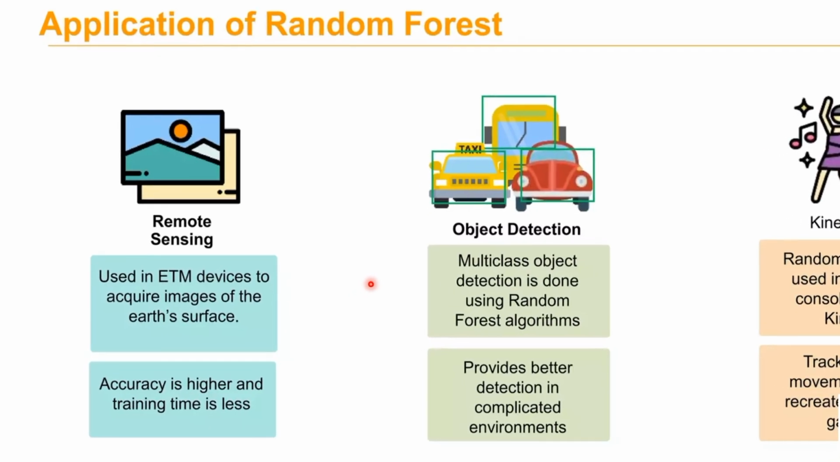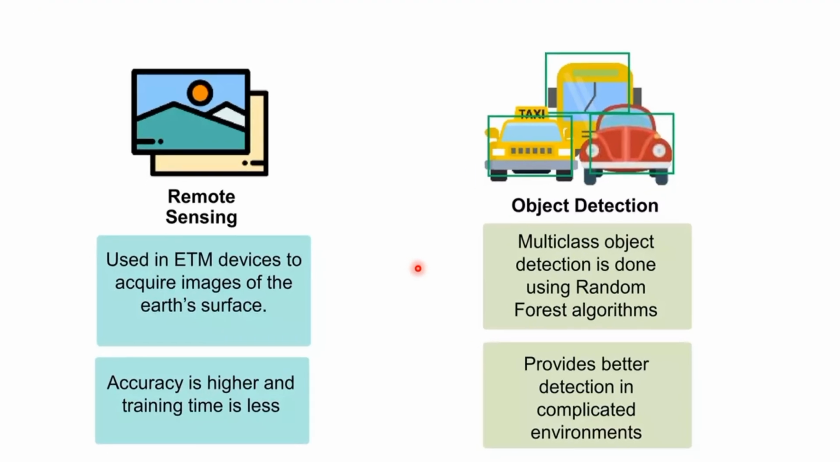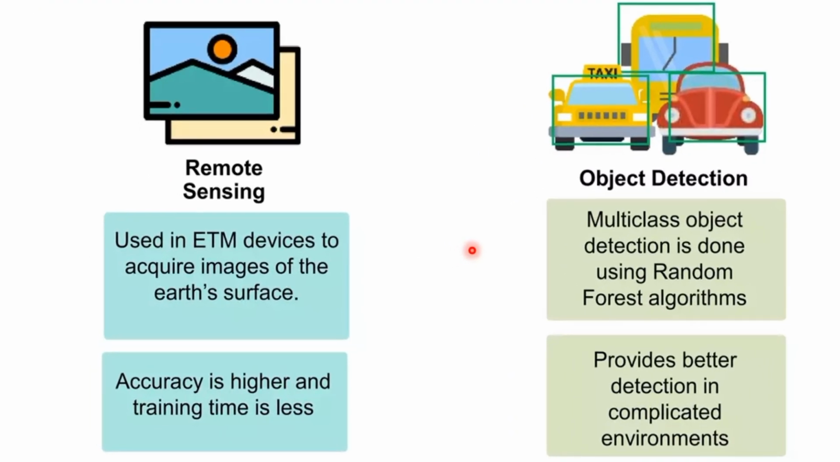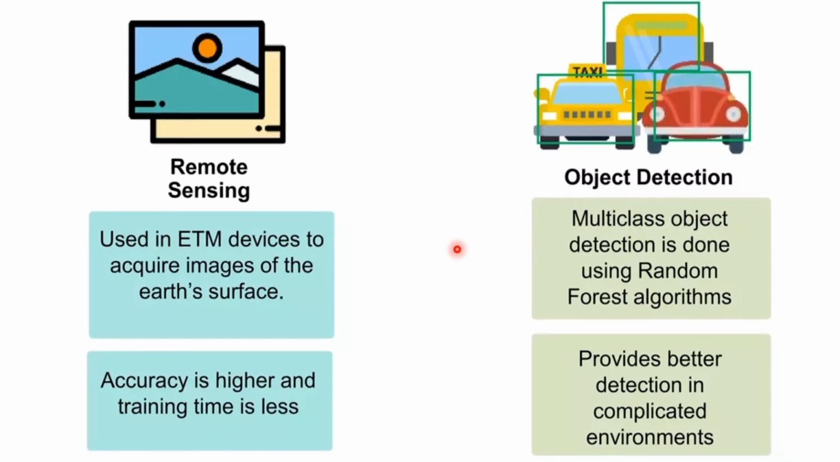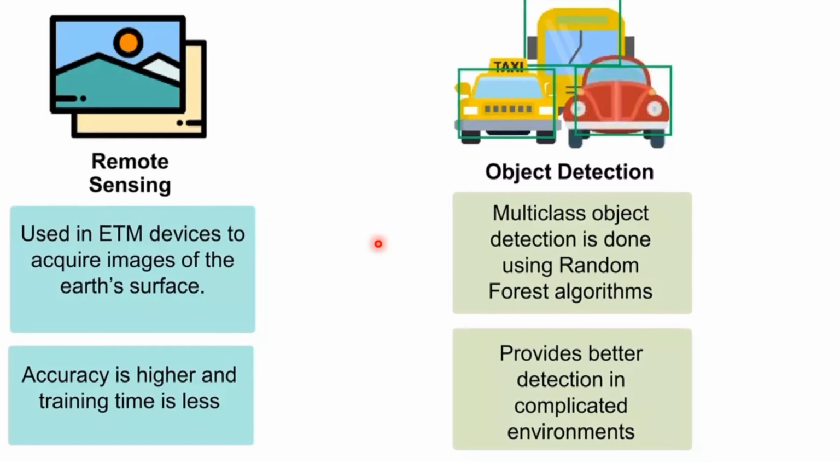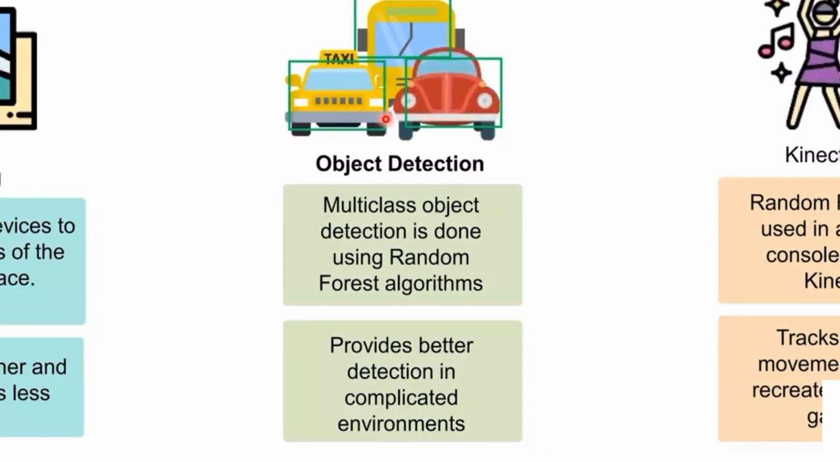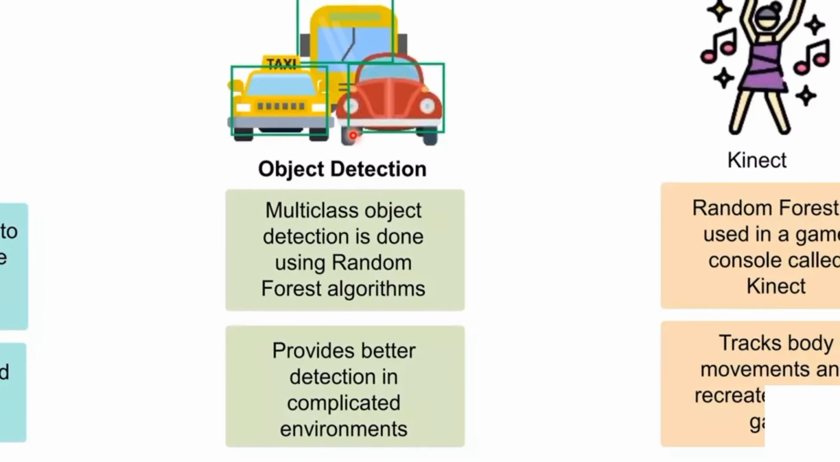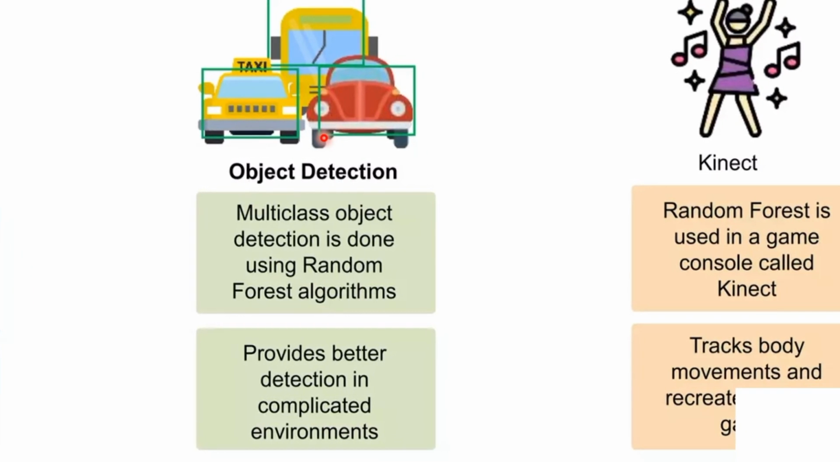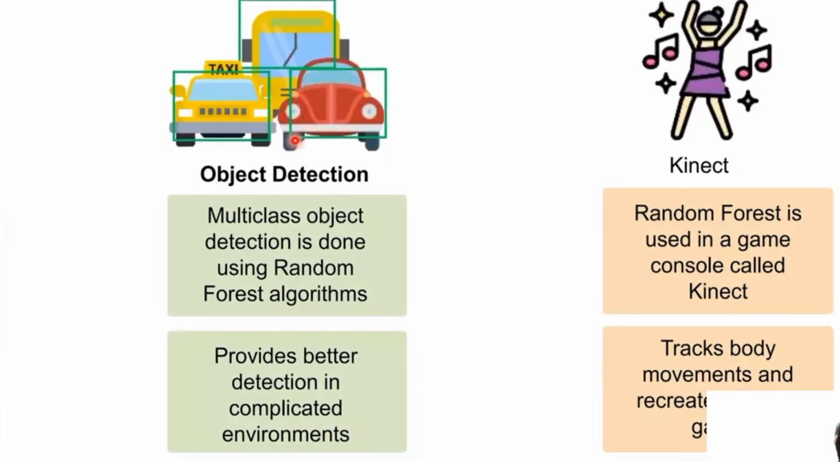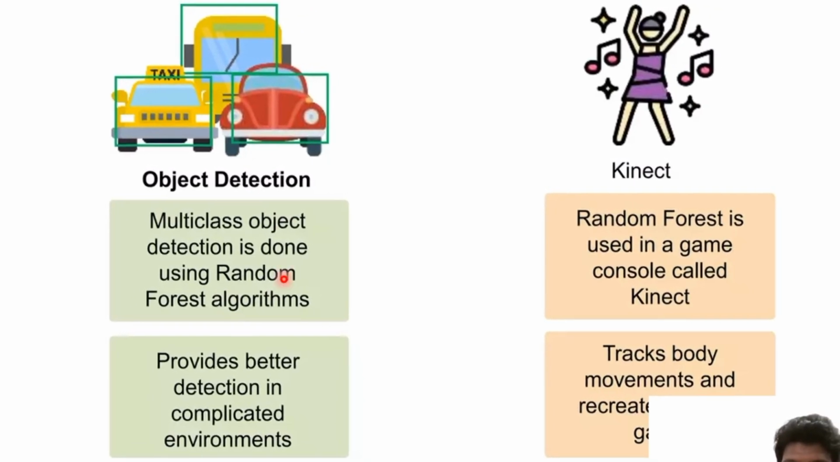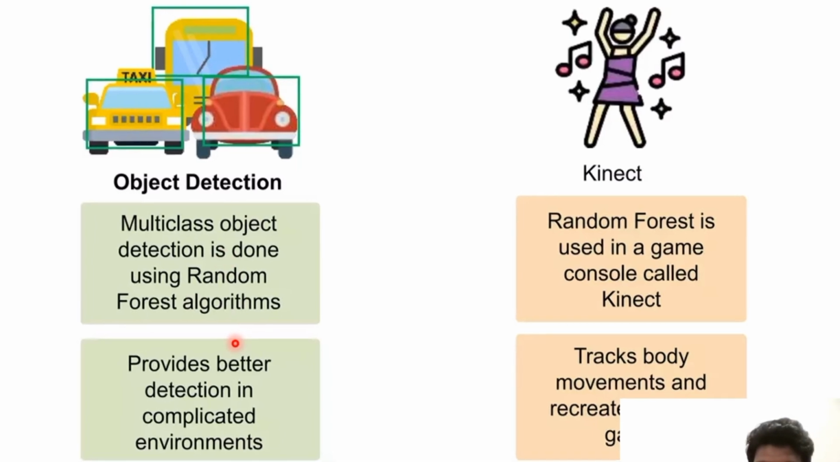Applications of the random forest method. In remote sensing methods, while acquiring images of the Earth's surface, we use this RF method with very high accuracy. The second one is object detection. Here we are able to detect multiple class objects by using this RF rule, even in complicated environments.